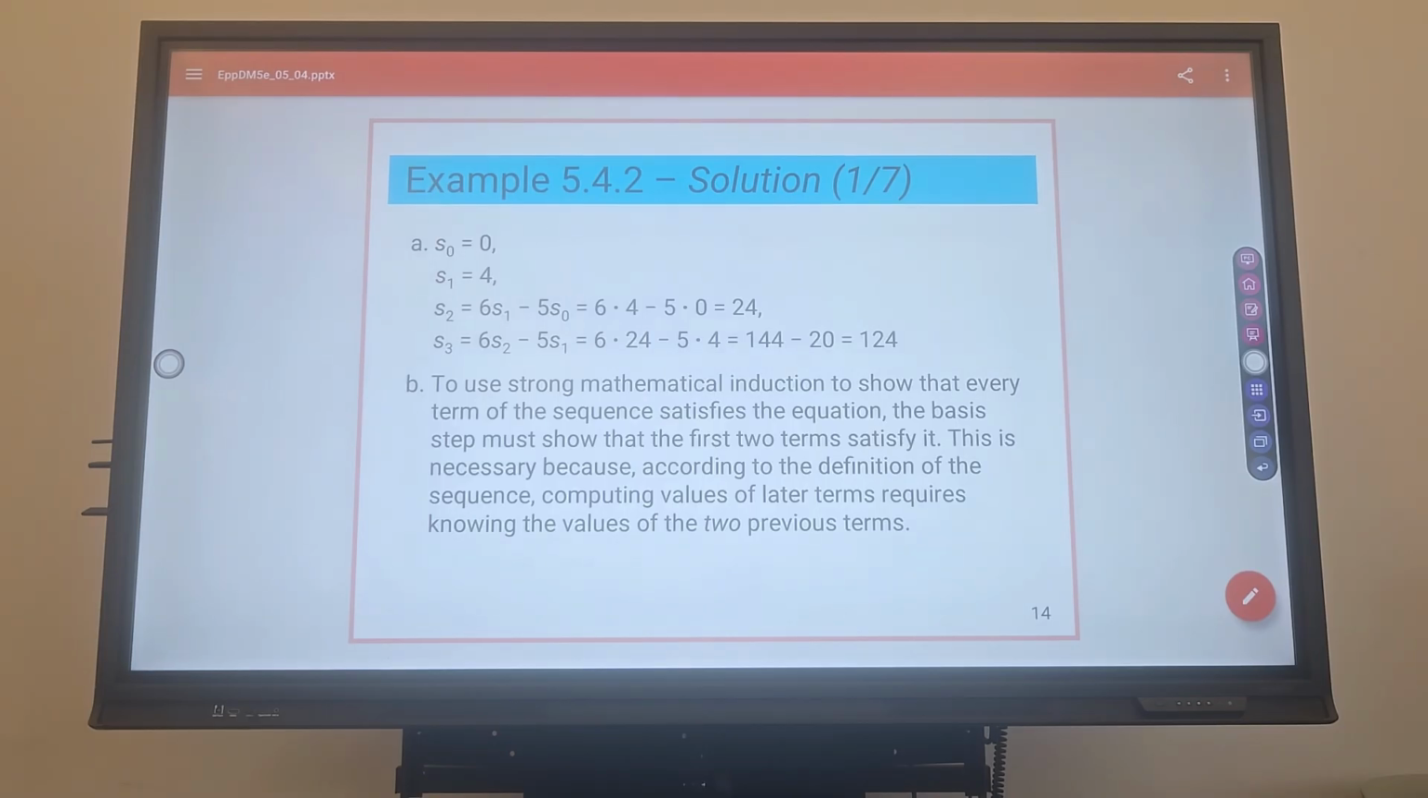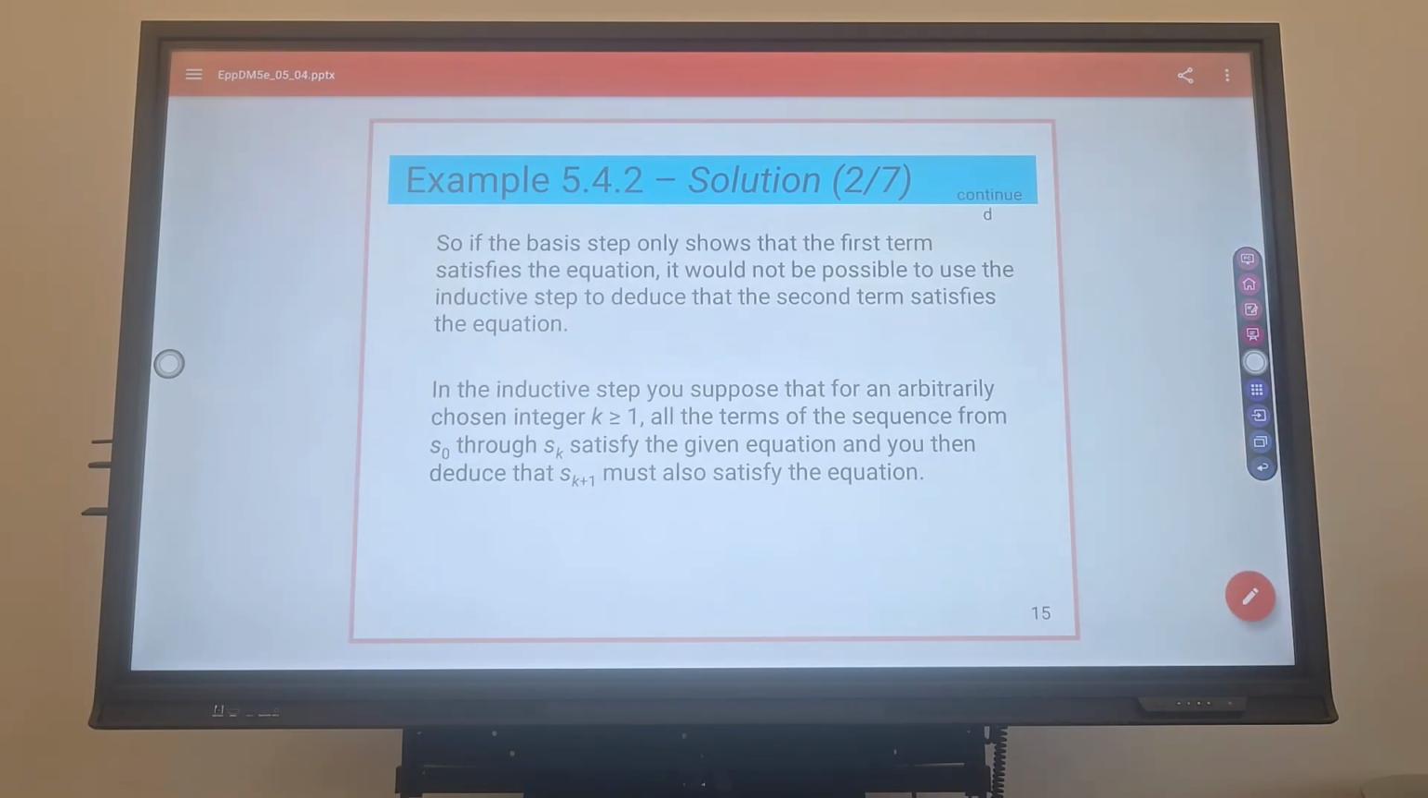So, use strong mathematical induction to show that it's true. The basis step must show the first 2 terms satisfy it. This is necessary because, according to the definition of the sequence, computing values of later terms requires knowing the values of the 2 previous terms. So if the basis step only shows that the first term satisfies the equation, it would not be possible to use the inductive step to deduce that the second term satisfies the equation.